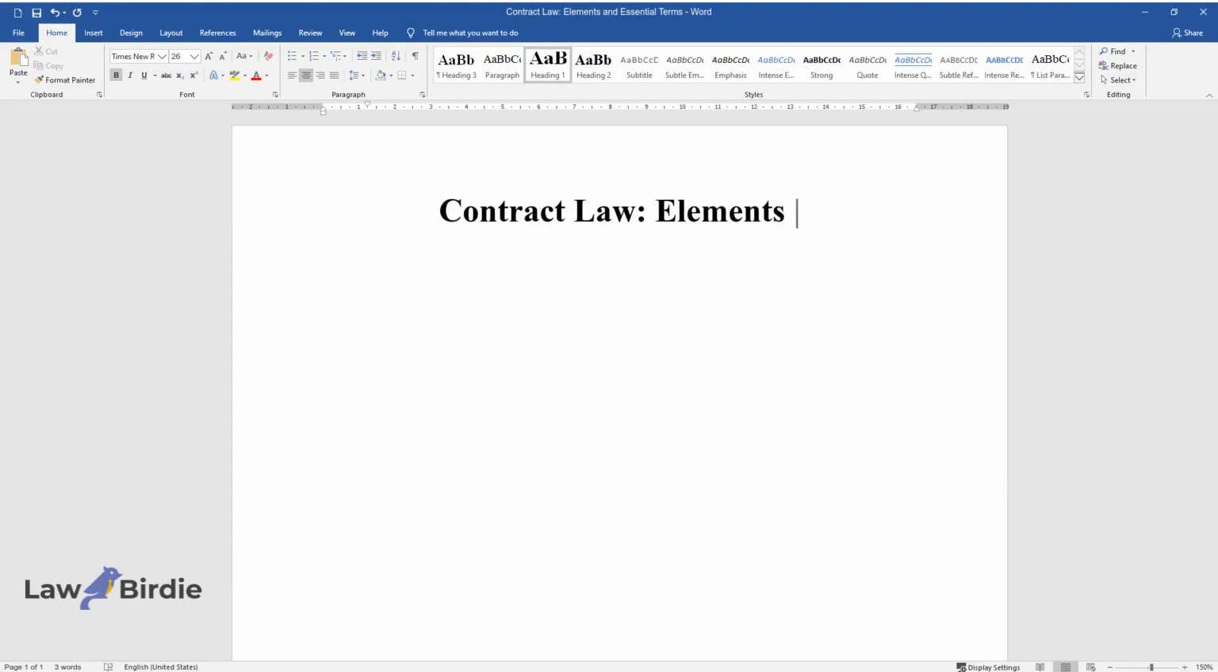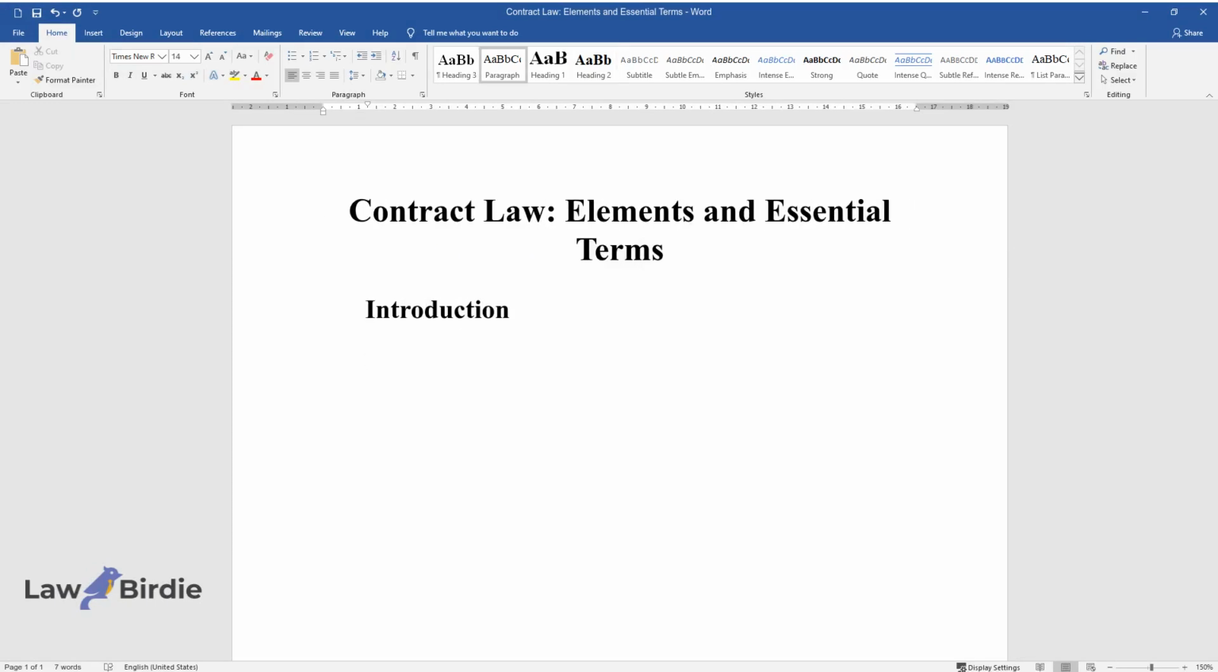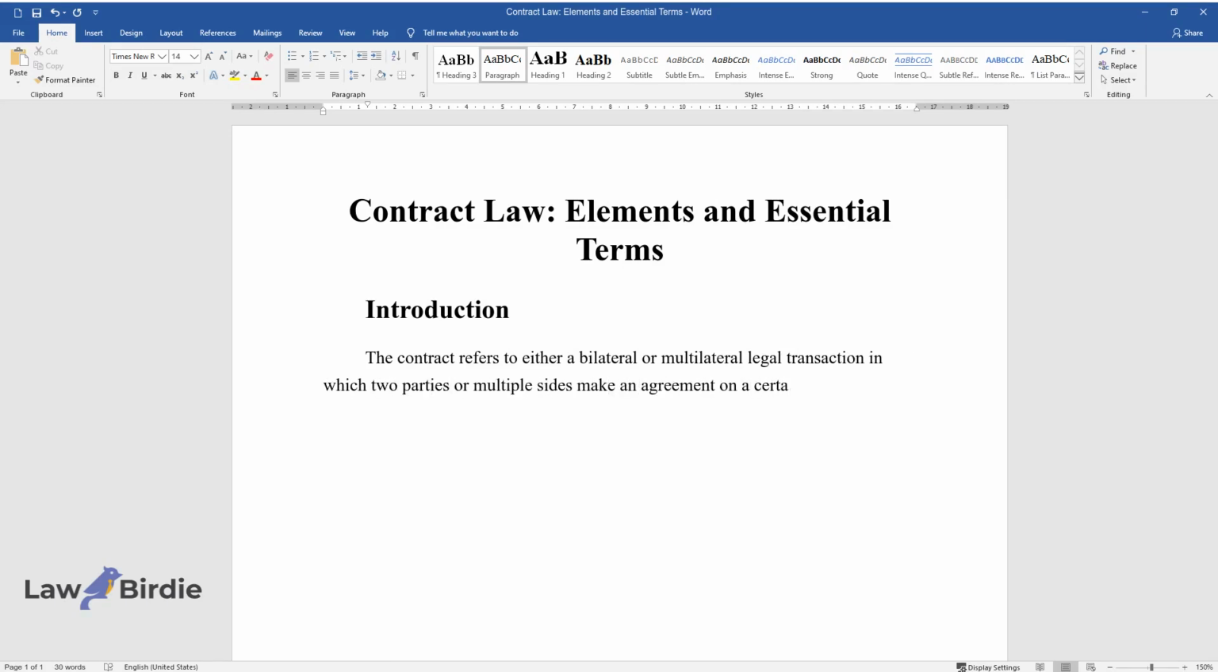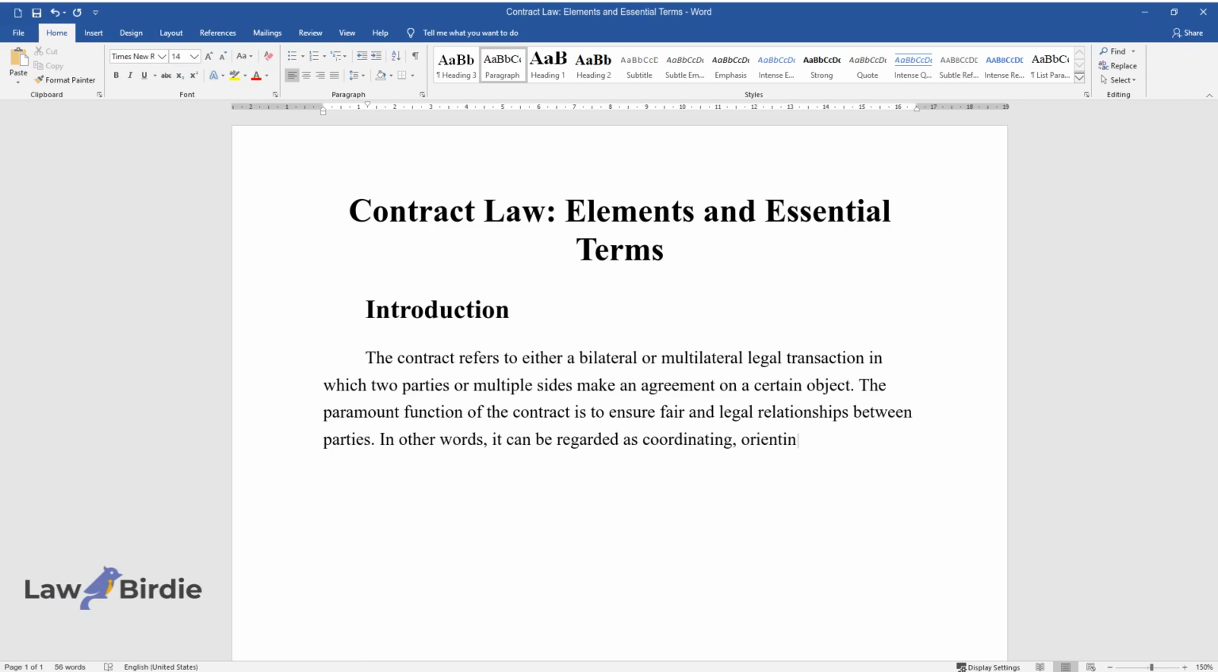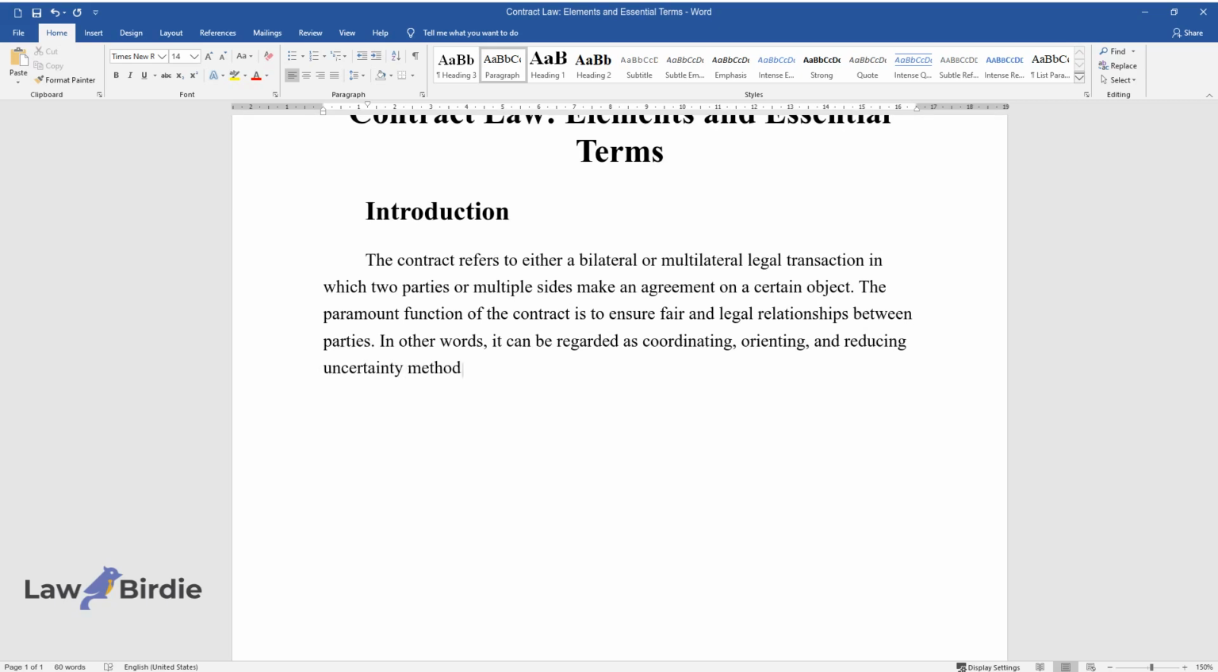Contract law, elements and essential terms. Introduction. The contract refers to either a bilateral or multilateral legal transaction in which two parties or multiple sides make an agreement on a certain object. The paramount function of the contract is to ensure fair and legal relationships between parties. In other words, it can be regarded as coordinating, orienting, and reducing uncertainty methods of making agreements.